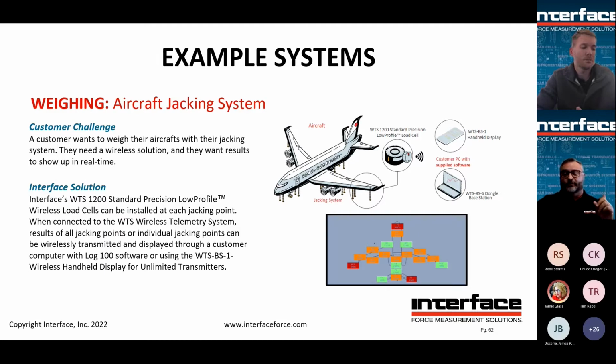Imagine if you're lifting up with too much force in one place and not so much in the others, you could punch a hole in the aircraft or tear the wing off or something. So very important. And imagine things like this could be weighing trucks, could be rail cars, could be any number of things that want to be weighed or lifted to weigh them.